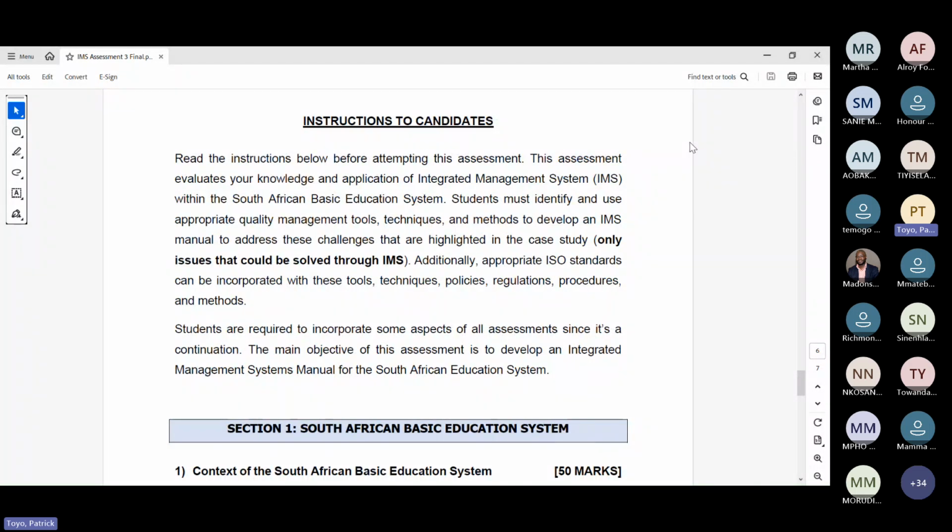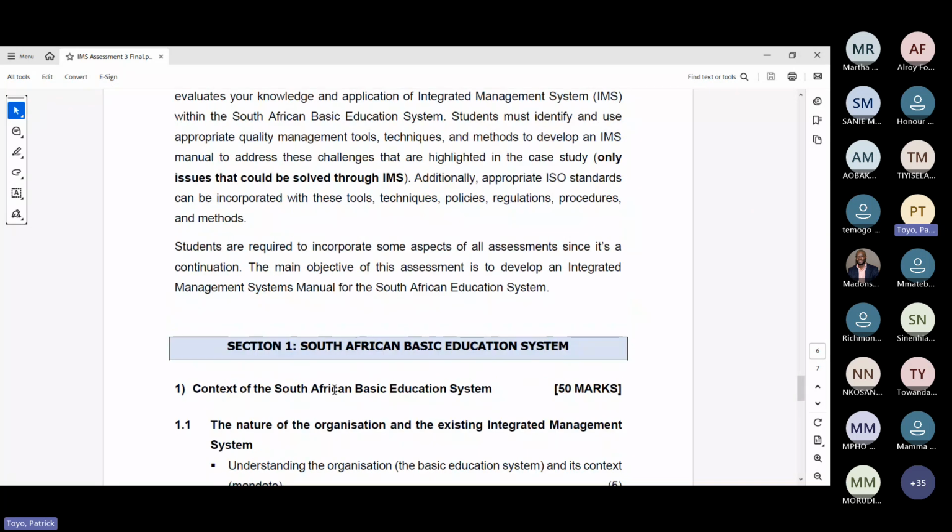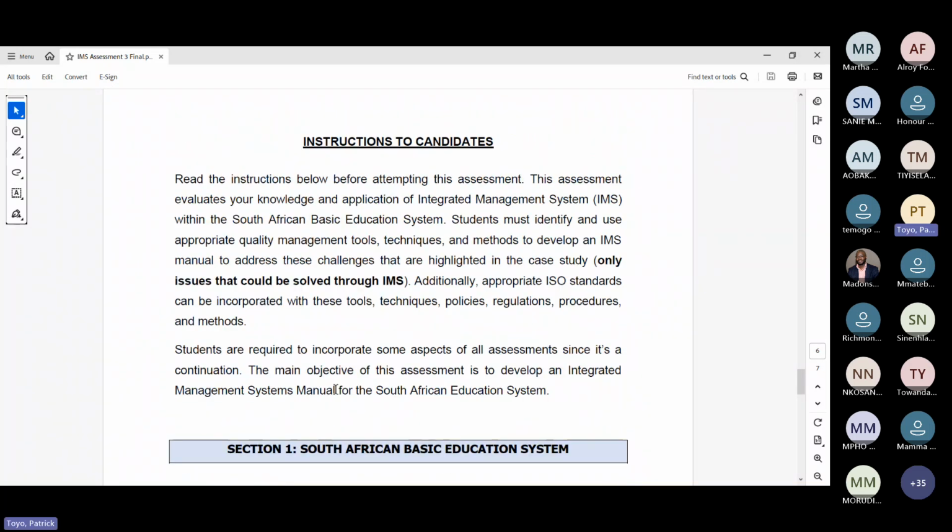So assessment 3, it's universal quality operations integrated management systems. Okay. So if I may proceed.